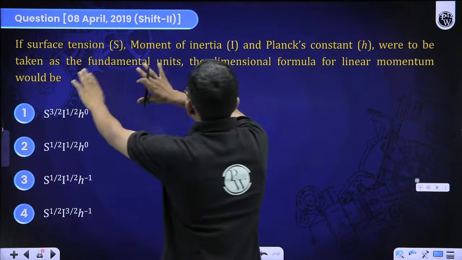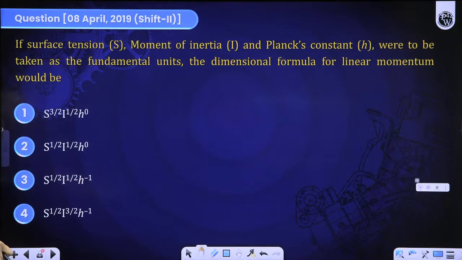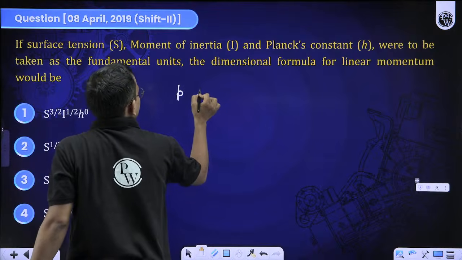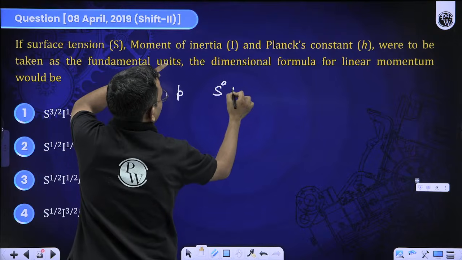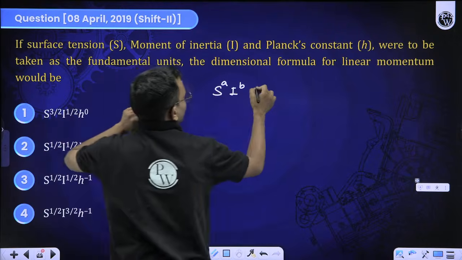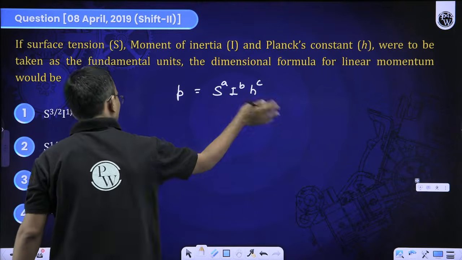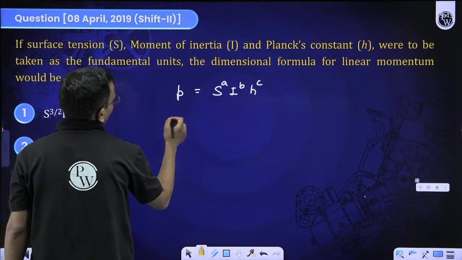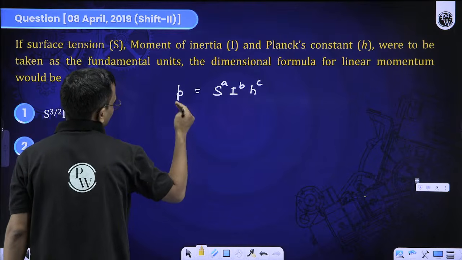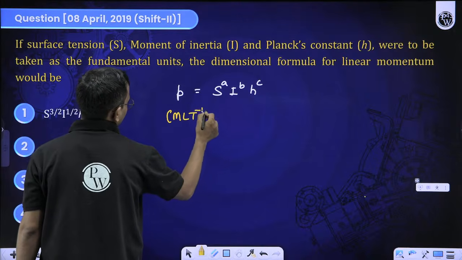Next: if surface tension, moment of inertia, and Planck's constant were taken as the fundamental quantities, the dimensional formula of linear momentum will be. Okay, so consider linear momentum depends upon these three: surface tension S to the power a, moment of inertia I to the power b, Planck's constant h to the power c. I took this relation, equate both sides, put the dimensions on both sides. P is momentum, momentum is mass into velocity, so kg meter per second, M L T^-1.